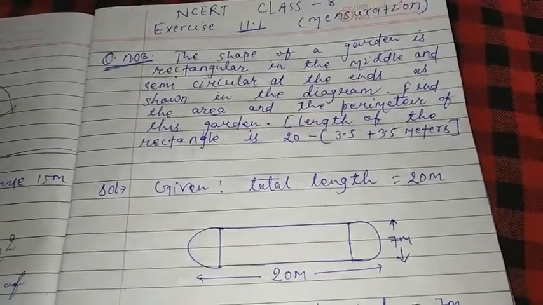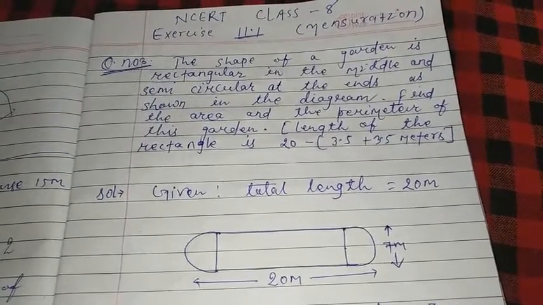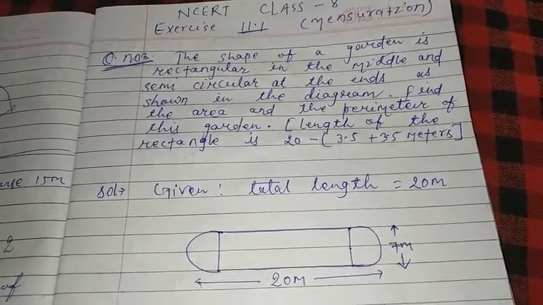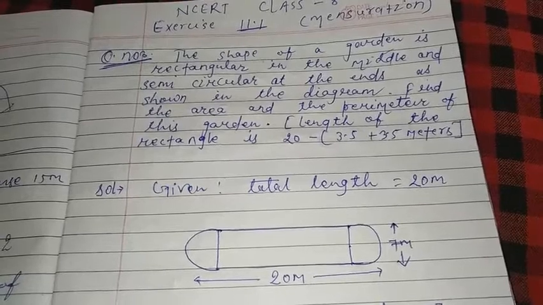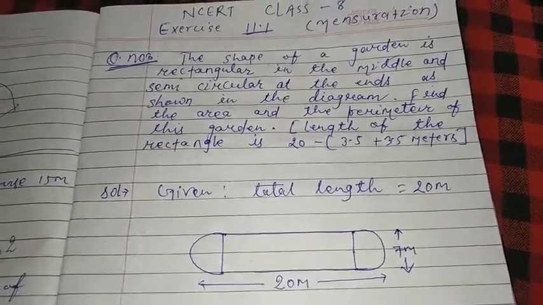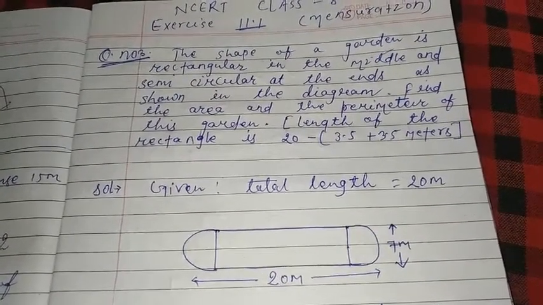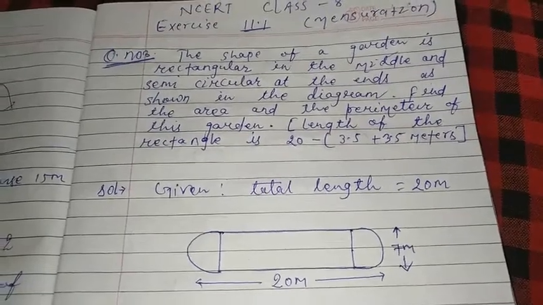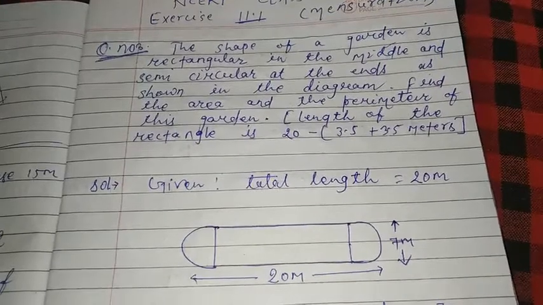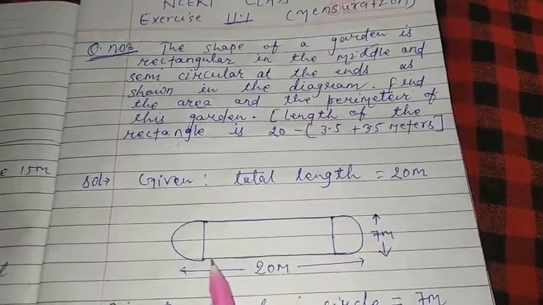So your question is asking, there is a garden, in the middle the garden is in the shape of a rectangle, and at the ends these are semicircular, and we have to find out the area of the garden and the perimeter of the garden. And there is a diagram also given. You can see here the diagram is also given.